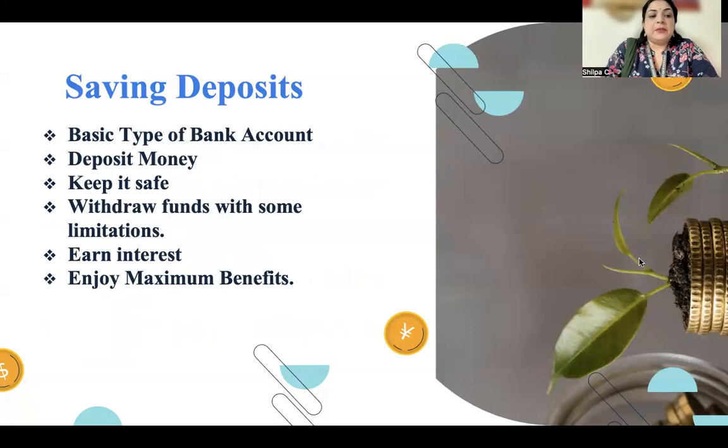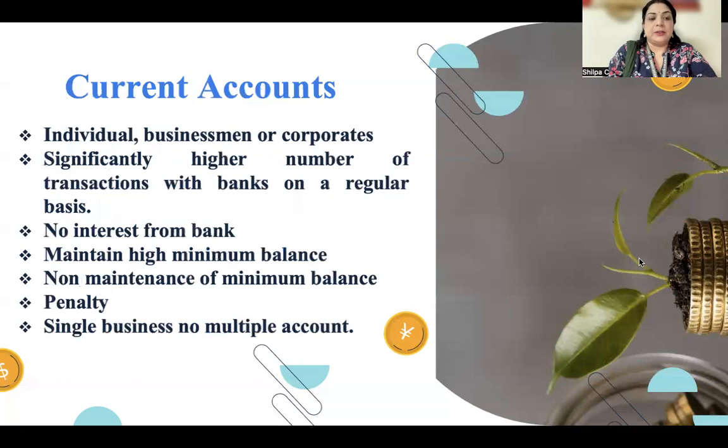Moving on to the second one, which is the savings deposit. This is a basic type of bank account. Most salaried people, or even non-salaried people, can open a savings account where they deposit the money, where the money will be safe and they can withdraw the funds with some limitations imposed by the banker. They also earn a certain amount of interest as well. They enjoy the maximum benefits by having this kind of savings deposit. So the first one is a fixed deposit and the second one is the savings deposit.